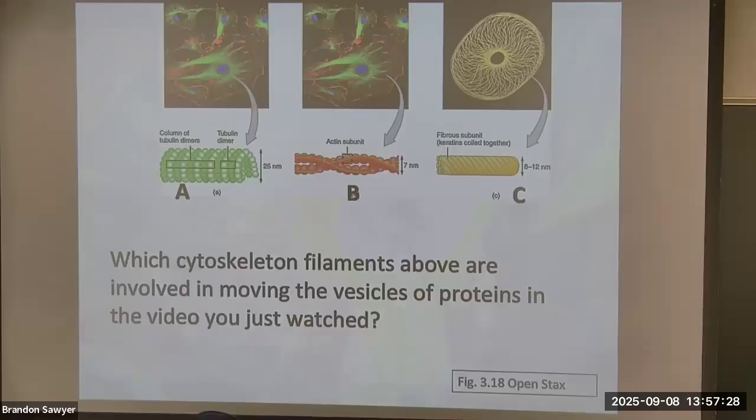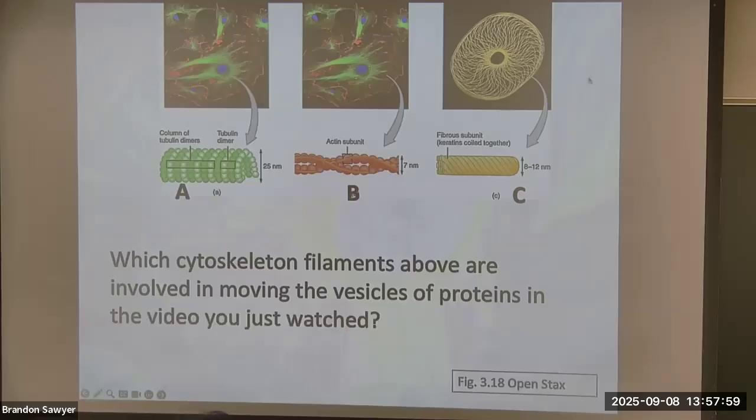Yeah, good question. Go ahead. Just to be clear, the motor proteins only walk along the microtubules, not the intermediate filaments or the actin filaments. The microtubules are the main ones used for that kind of transportation system. The other ones are more for structure and support of the cell. Okay, other questions?